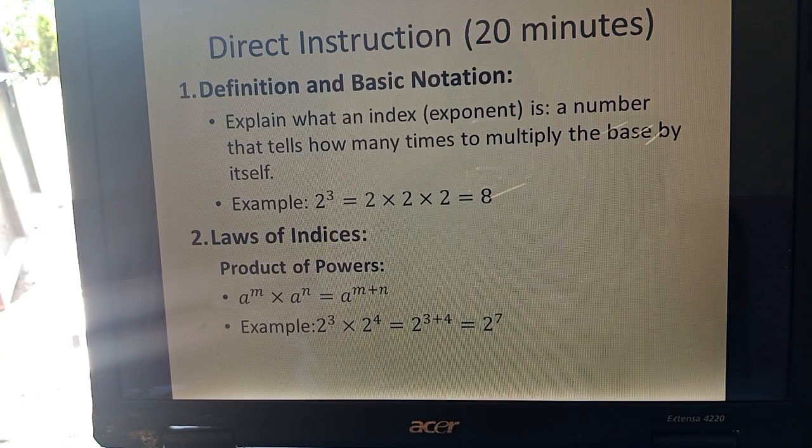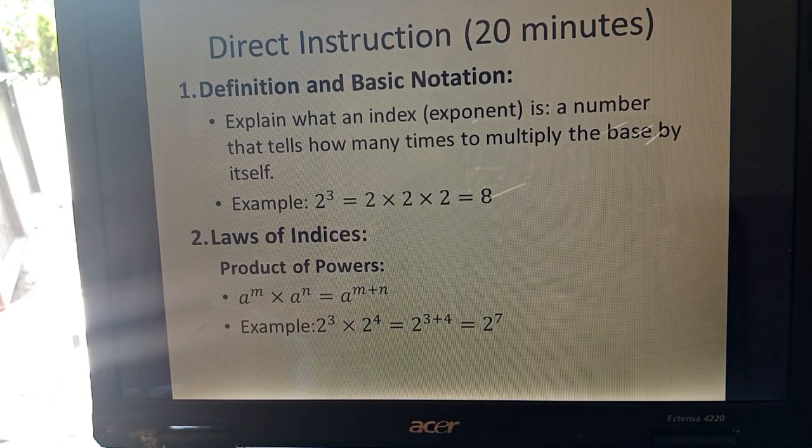Number 2 is you go to the laws of indices. So you name them, and then you give an example. For definition and basic notation, that example I've given is not exhaustive. You can give more examples.